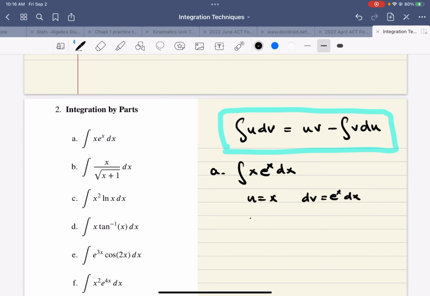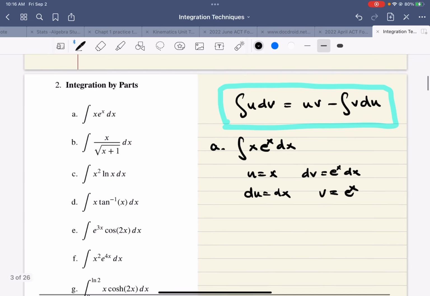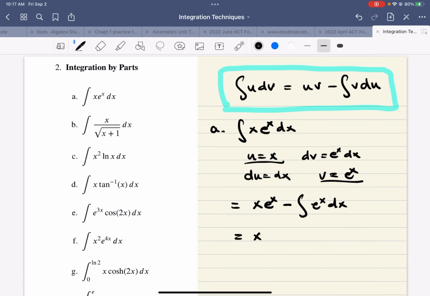So on the left hand side, this one you take a derivative, so du equals dx, and this one you take the integral, so v equals just e to the x. Now, uv, u times v, is x e to the x minus the integral of v du, so e to the x dx, right? du is dx. So x e to the x minus the integral of e to the x, which is just e to the x, and make sure you put plus c. So that's your final answer.